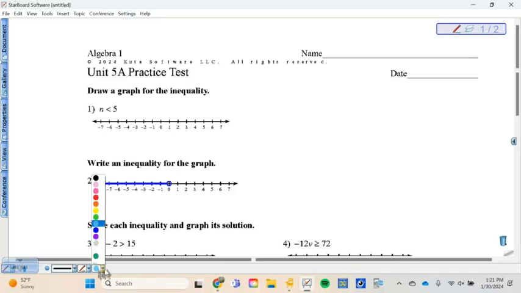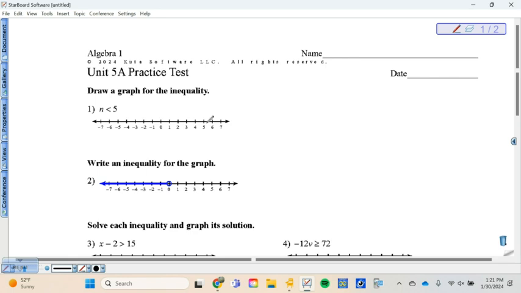We're starting on this side. I have n is less than 5. What do I need to do for this problem? Find 5. It's true, yes. What do I do at the 5?